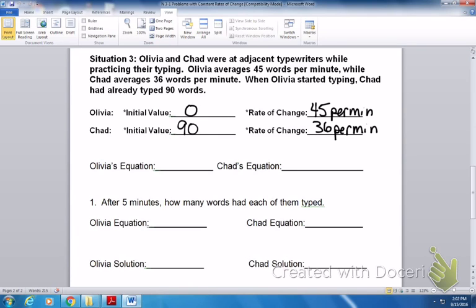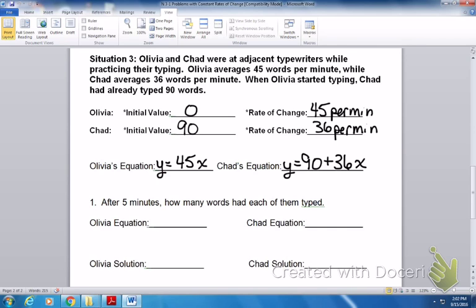So we do have two equations here. Now, when we go to write them, Olivia does not have an initial value, so we don't have to worry about the number. We do have a rate of change, though, which is going to be times x. We don't know how many minutes she's going to type for, but we do know she can type 45 words per minute. Now, Chad did have an initial value, so his equation's different. He started with 90 words when she was at 0, but then he types 36 words per minute. The reason it's addition is because we are adding to a total. We're getting more words as time goes by.